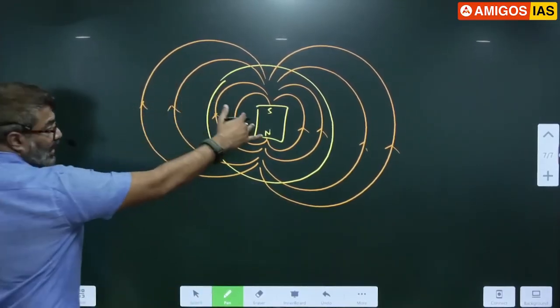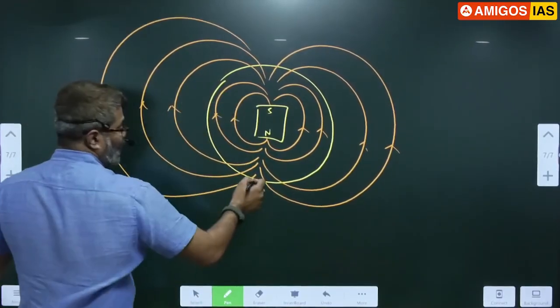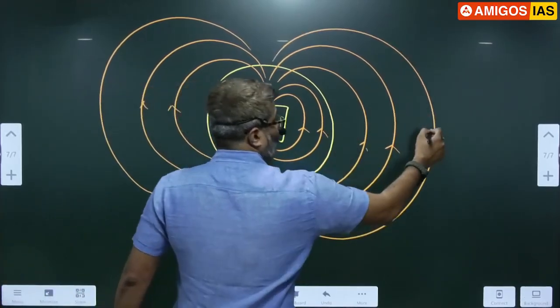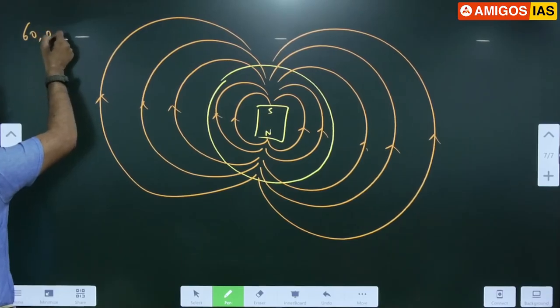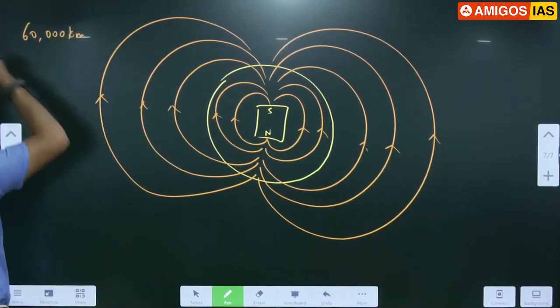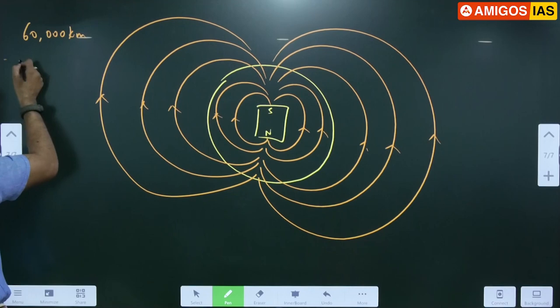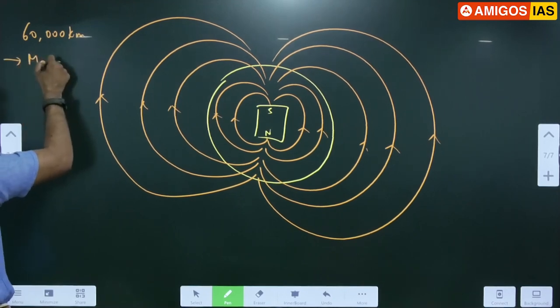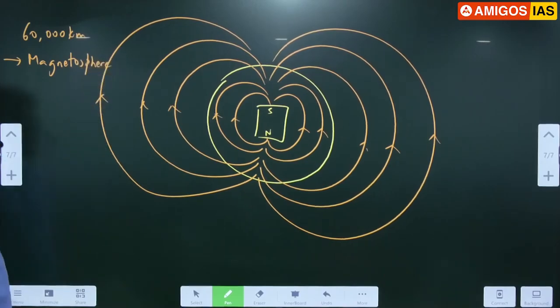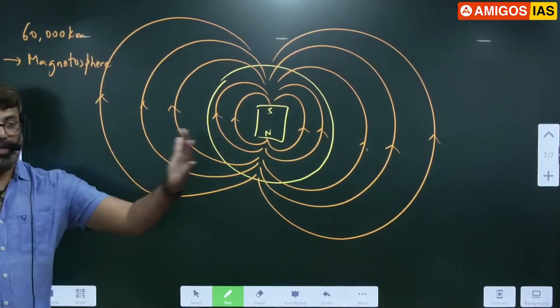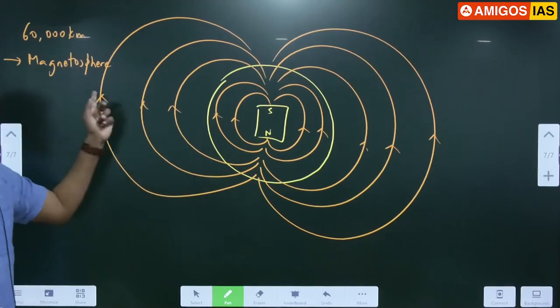It starts from the earth interior and goes up to 60,000 kilometers in space. Please remember this. This magnetic field of the earth is called the magnetosphere. The region around the magnet where we can feel the attraction or repulsion is called the magnetic field.